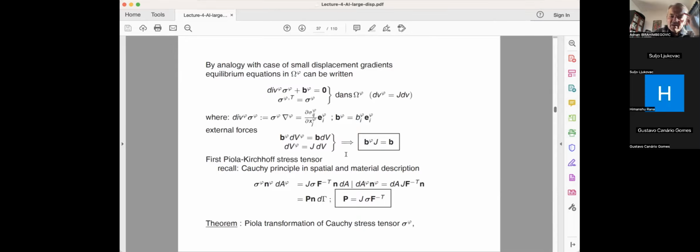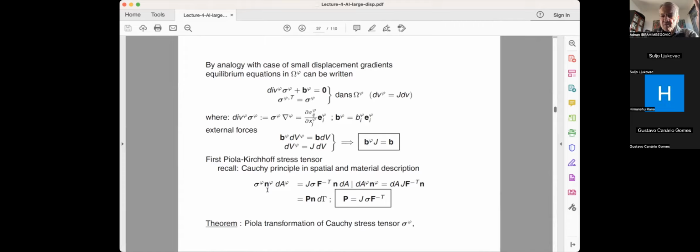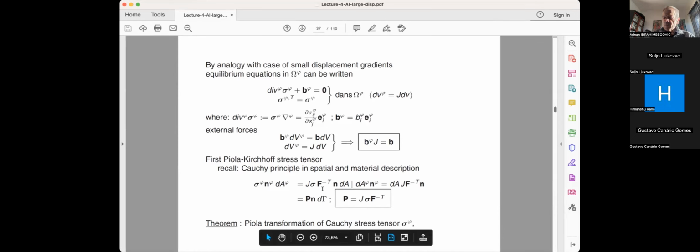Another thing that you can appeal to is the Cauchy principle. If you want to get the stresses at any orientation in the deformed configuration, you can say that t phi should be, by Cauchy principle, sigma phi multiplied by n phi da phi. Then you take Nanson's formula, that n phi da phi is equal to F minus transpose n dA. And then you merge all these things that multiply n, and you call this a new tensor P multiplied by n times dA. So basically you get something called the first Piola-Kirchhoff stress.